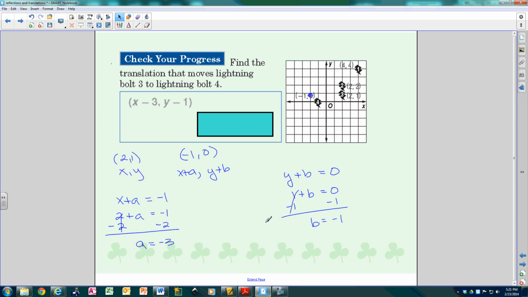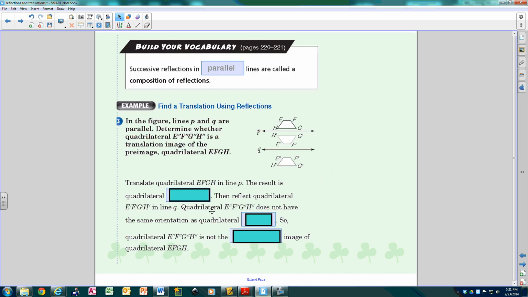All right. Lots of practice in class. Okay, now if you do successive reflections through parallel lines, they're called a composition of reflections. This one we're going to talk about more in class, so we're just going to fill this in and go over it some more, because I think this is a little confusing.